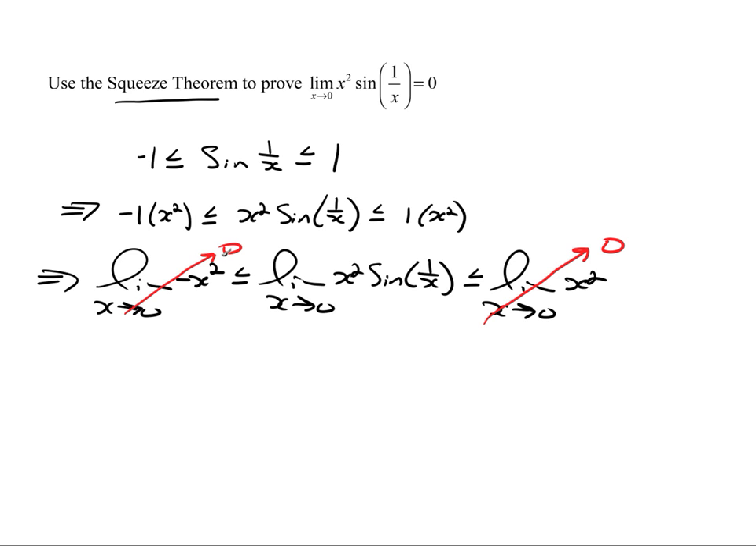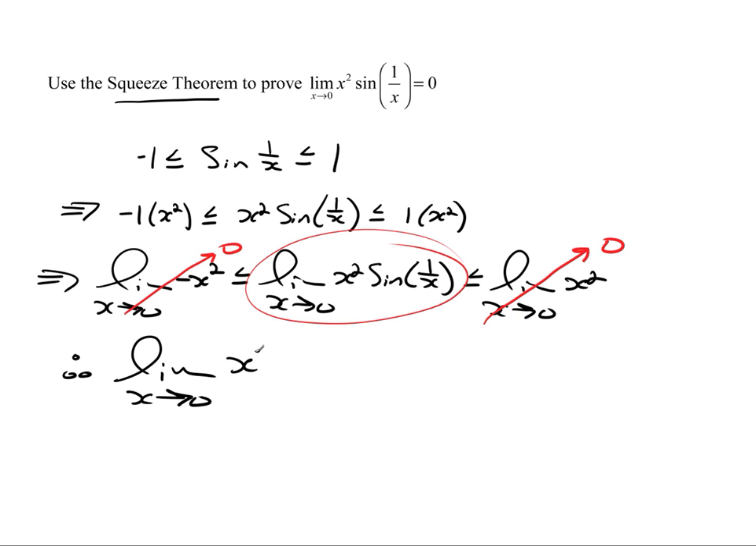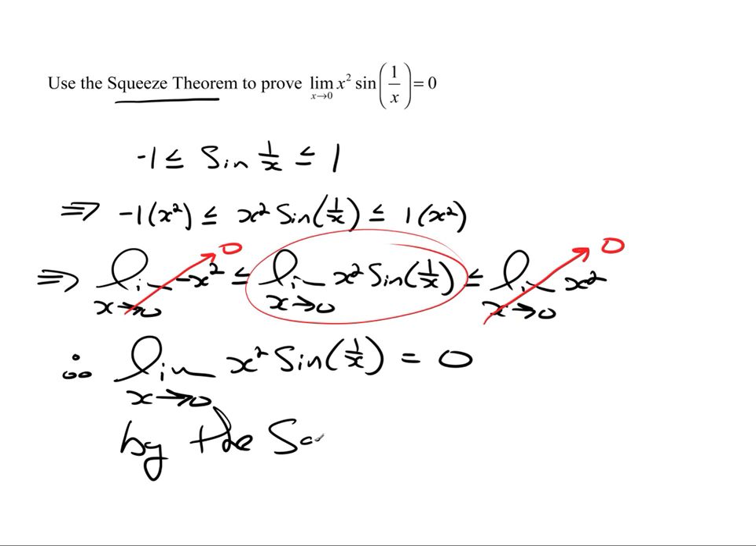So I know that 0 is going to be less than or equal to this limit, which is less than or equal to 0. So I just squeeze it in between 0. That then implies, or therefore I can say, that the limit as x approaches 0 of x squared times sine of 1 over x is in fact equal to 0 by the squeeze theorem.